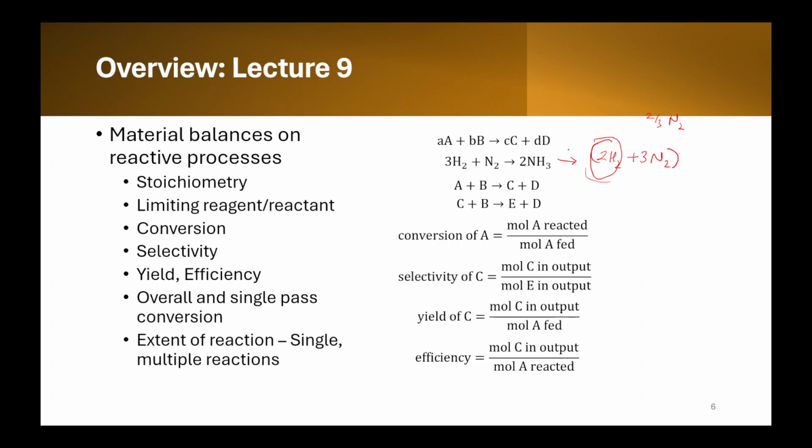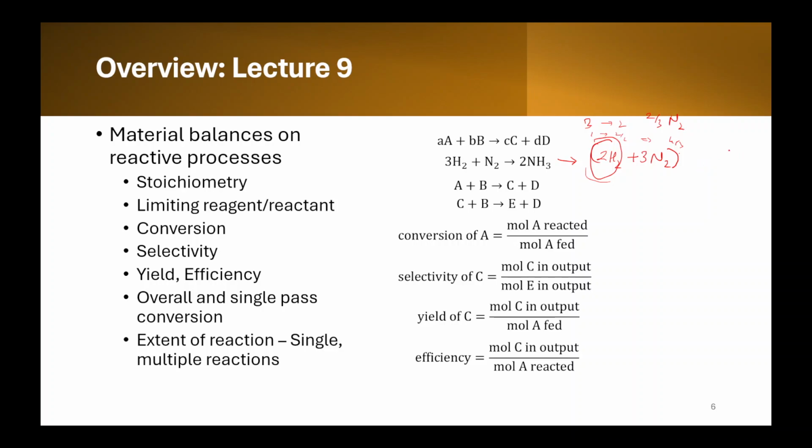And so basically in that case, if 3 moles of hydrogen gives us 2 moles of ammonia, 2 moles will give us how many moles? If 3 gives us 2, so 1 will be giving us 2 by 3. And then 2 will give us 4 by 3 moles.